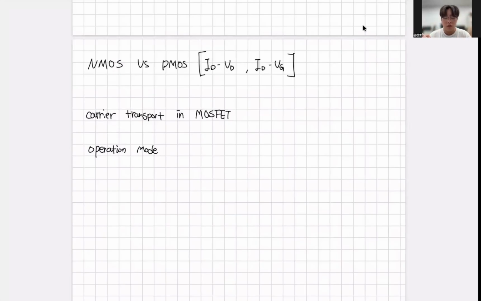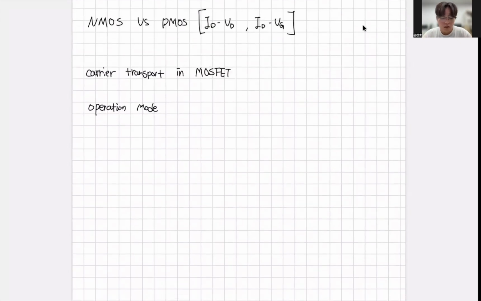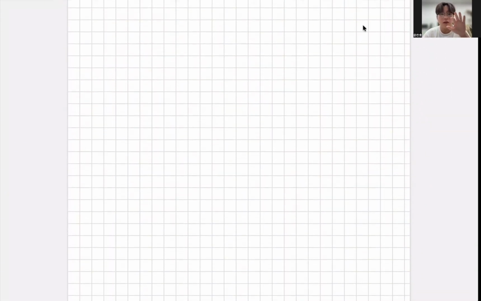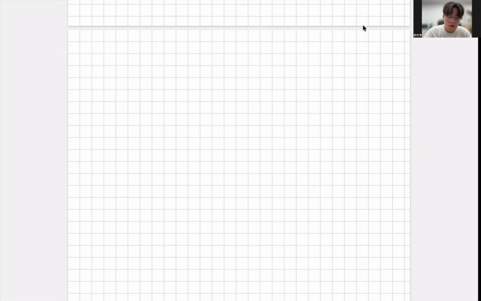Good afternoon. Today I'm going to explain NMOS versus PMOS, the ID-VD graph and the ID-VG graph. Next is the carrier transport in MOSFET and two operation modes of the MOSFET. Let's start. First is the ID-VD graph in NMOS.